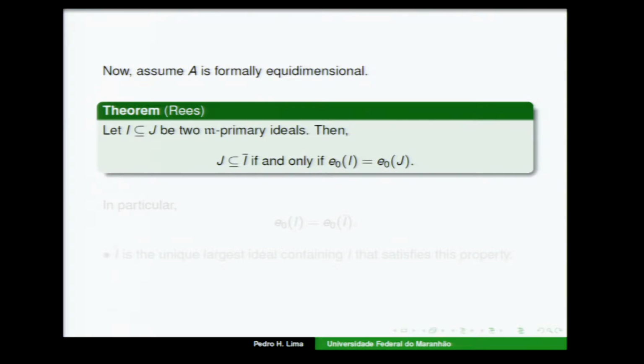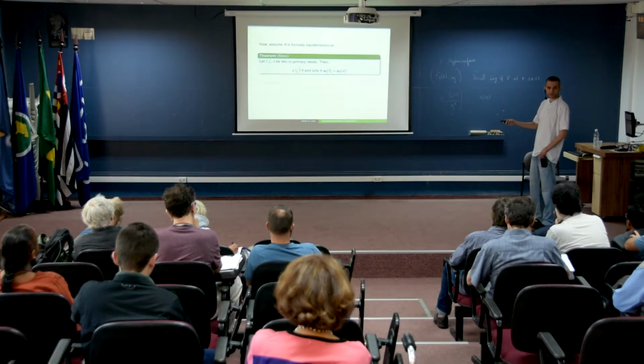Just for the first part, we are assuming that A is a formally equidimensional ring. In other words, it is an unmixed ring. A classical result says that if you have two m-primary ideals, I contained in J, we ask when they have the same multiplicity. It happens when J is contained in I bar. In other words, it is equivalent to having I as a reduction of J.